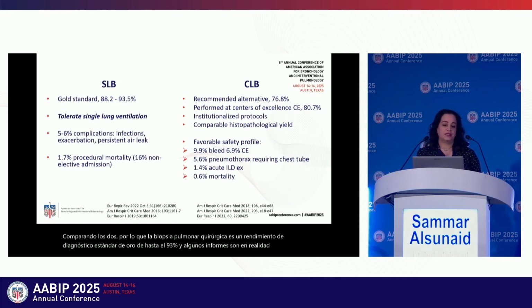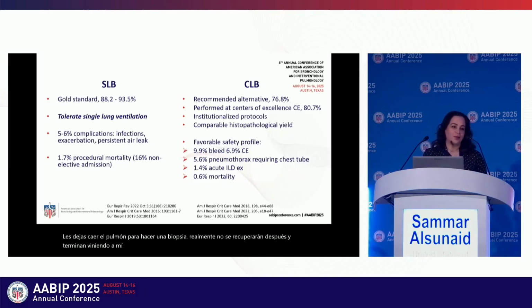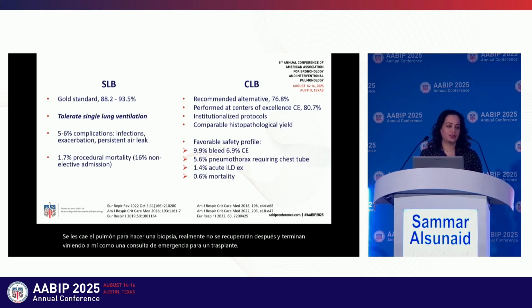The issue is not everybody can tolerate it, not everybody is a surgical candidate. I have this bolded. They need to be able to tolerate single lung ventilation. Sometimes pulmonologists are not familiar with what goes into single lung ventilation when doing a wedge biopsy, and they end up referring someone that's acutely sick at the hospital with high oxygen requirements. You drop their lung to do a biopsy, they really will not make it well afterwards, and they end up coming to me as a crash consult for transplant. So really assess your patient before sending them for that surgical lung biopsy.